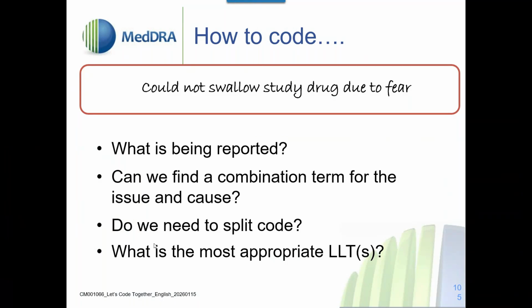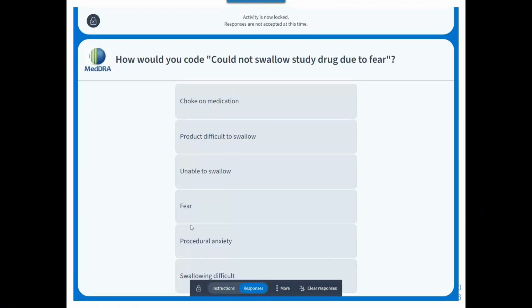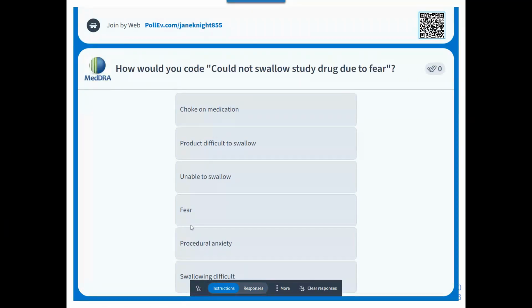So this one is could not swallow study drug due to fear. What's being reported here? Can we find a combination here to capture the fact they can't swallow the drug and it's because of fear, can we capture this together? Do we split code or what do we find? So let's do one poll for you and then we'll wrap up.